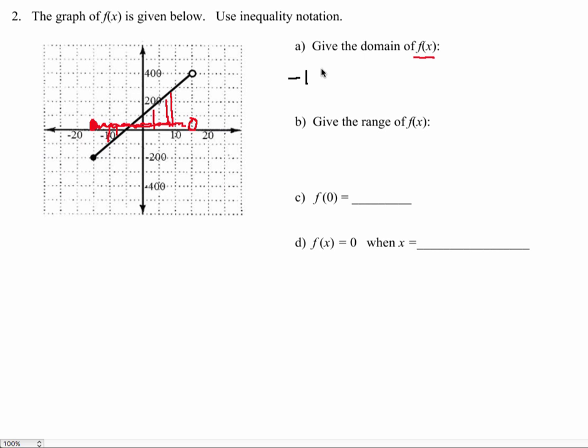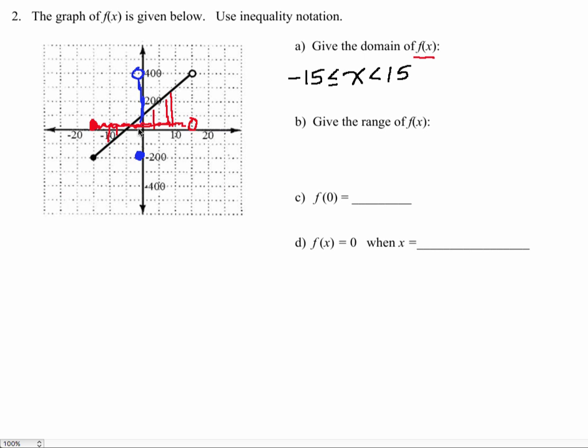In inequality notation, that would say that -15 is less than or equal to x, which is strictly less than +15. Okay, now they want us to give the corresponding range of f of x. Well, remember that f of x, we're talking about the y values. So the smallest possible y value we see here is -200. And again, I'll transfer that endpoint over onto the y-axis. And then our largest value that y can take on is 400.